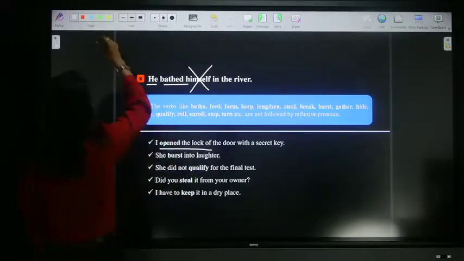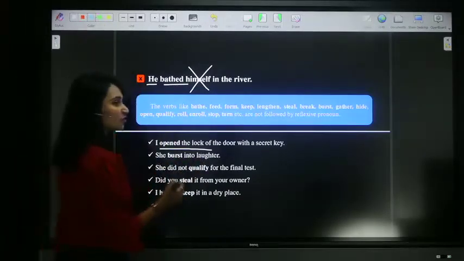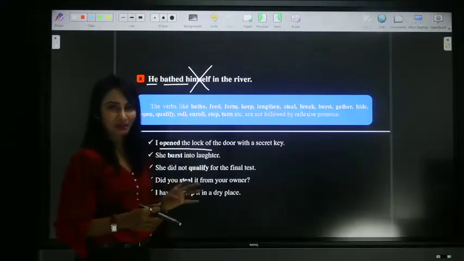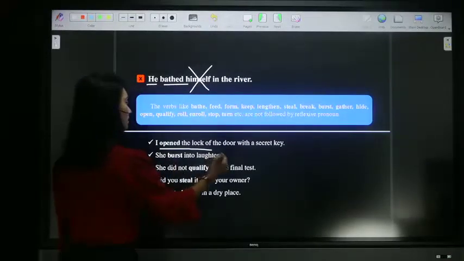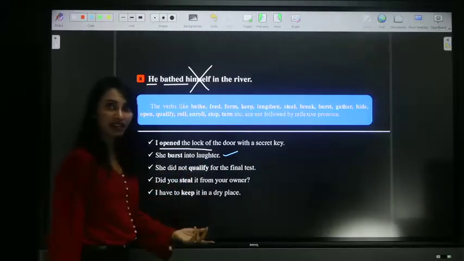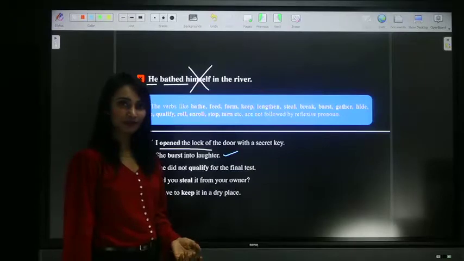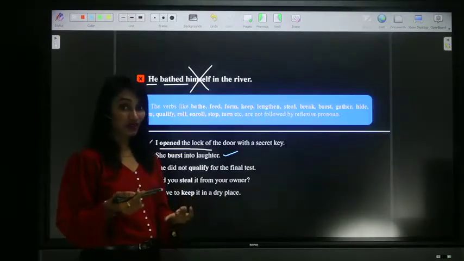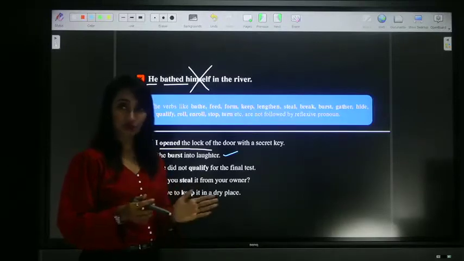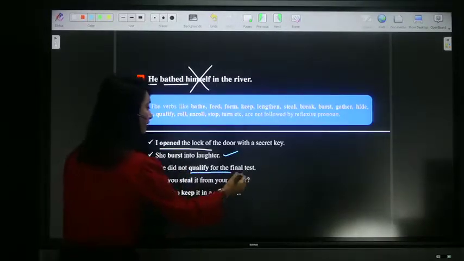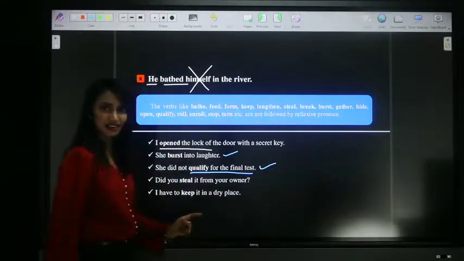Now look at this. She burst herself into laughter. She burst herself. No, it's so inappropriate. So she burst into laughter. She did not qualify herself for the final test. Can it happen? She wrote the exam, she corrected the exam paper, but she didn't qualify. Can it happen? No. So remember, she did not qualify for the final test. Don't use herself.